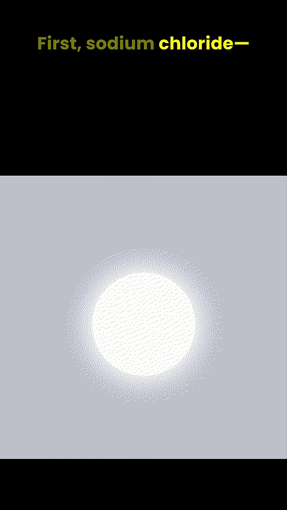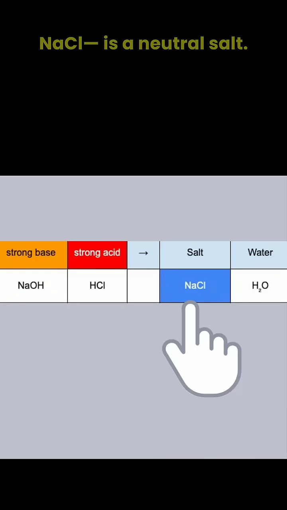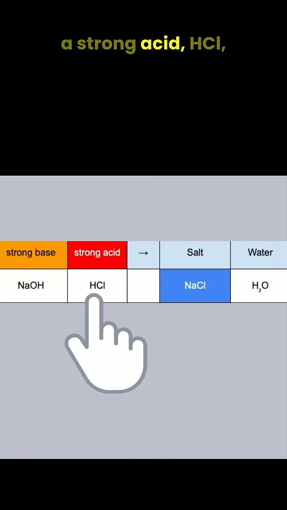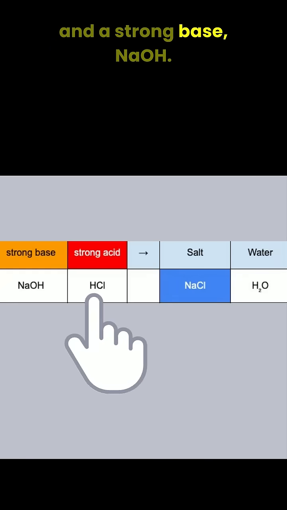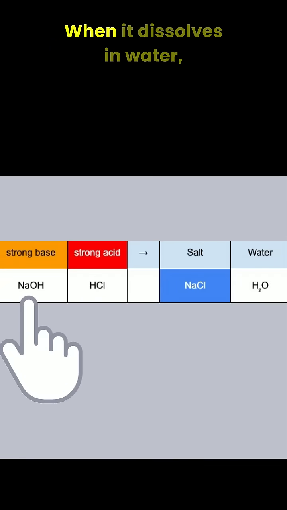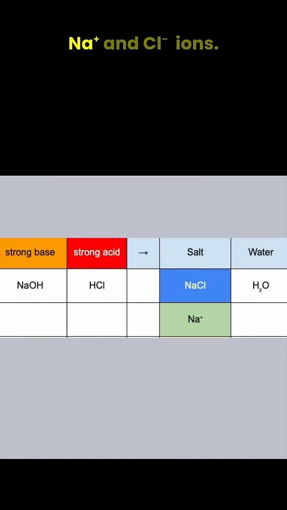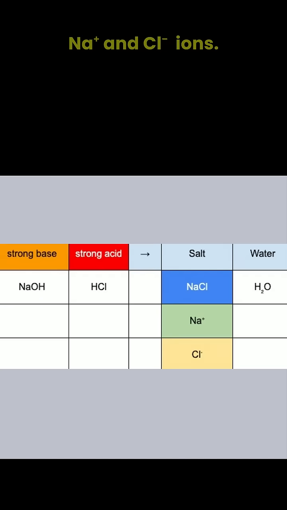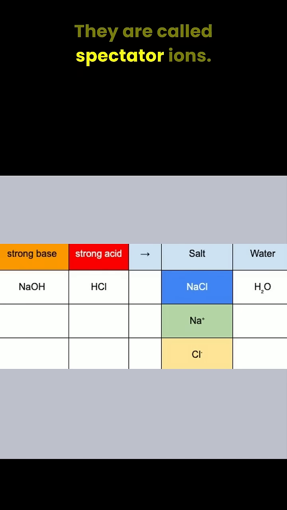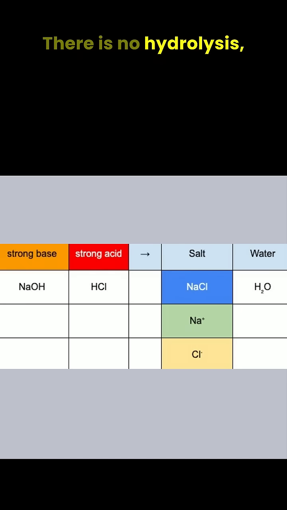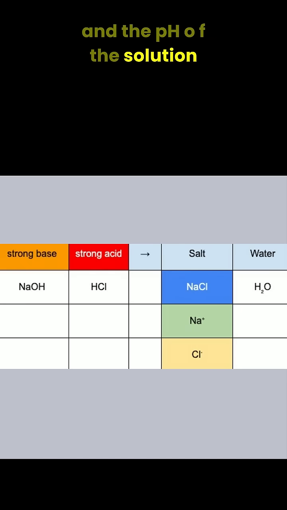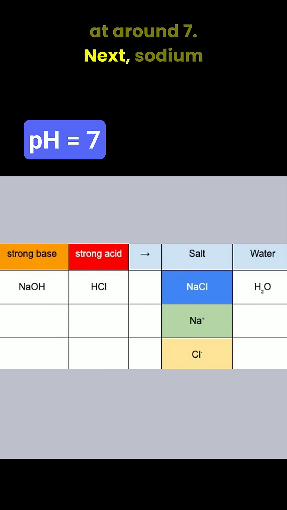First, sodium chloride, NaCl, is a neutral salt. This salt is formed from a strong acid, HCl, and a strong base, NaOH. When it dissolves in water, it breaks into Na+ and Cl- ions. But neither of these ions reacts with water. They are called spectator ions. There is no hydrolysis, and the pH of the solution remains neutral at around 7.